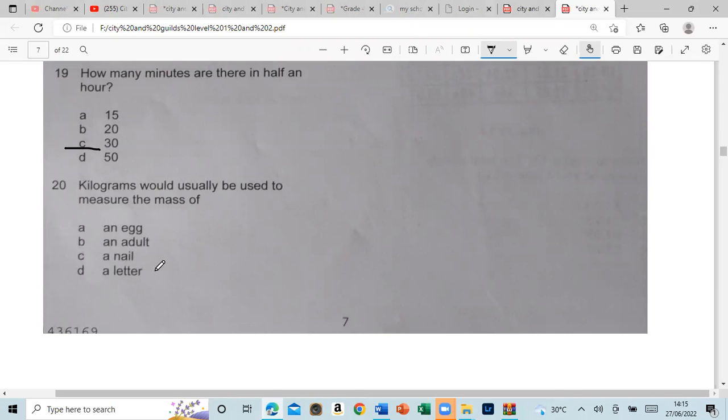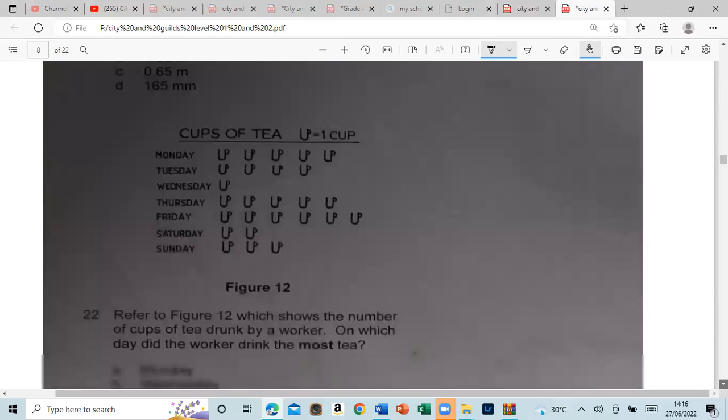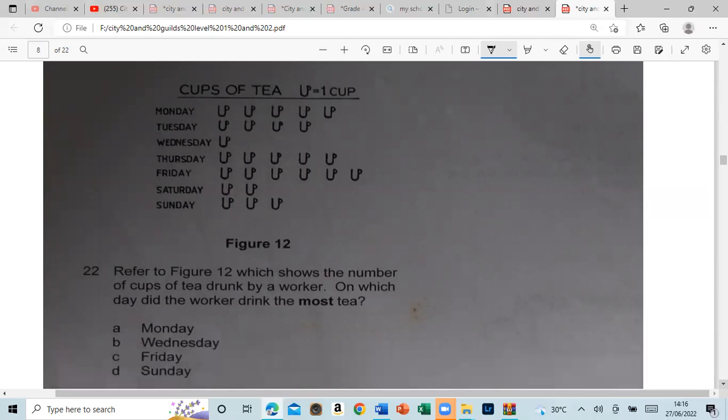And that would be an adult. Alright, so it's a cup of tea, 1 equals 1 cup, right? So the key is 1 cup, which shows the number of cups of tea drunk by a worker. On which day did the worker drink the most tea?